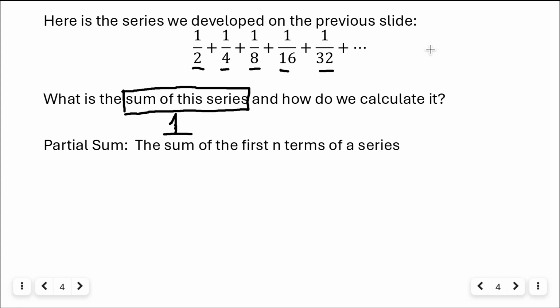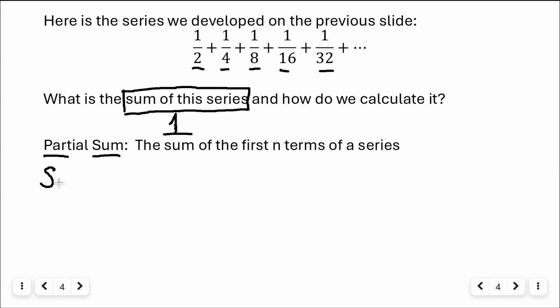Okay? But the question is, how would we calculate that? We can't add these numbers forever. There's no way that we could do that. We'd just be here forever adding numbers, and that doesn't make a lot of sense. But mathematicians want to know, how would we calculate that? So what we're going to do is find what are called the partial sums of this series. A partial sum is the sum of the first n terms of a series. So here's what I mean by that. It's actually a pretty simple concept.